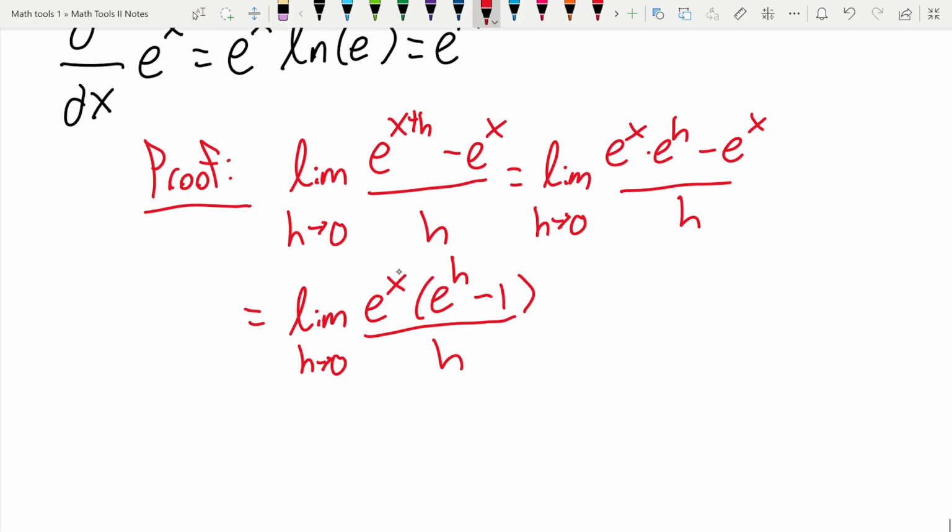Now, e to the x has nothing to do with this limit, right? We're looking at the limit as h approaches 0. In other words, it's kind of like a constant at this point because the limit is about h. This has no h in it, and it's just being multiplied, so we can go ahead and take that out. The limit as h approaches 0 of e to the x is e to the x, so we just take it out.